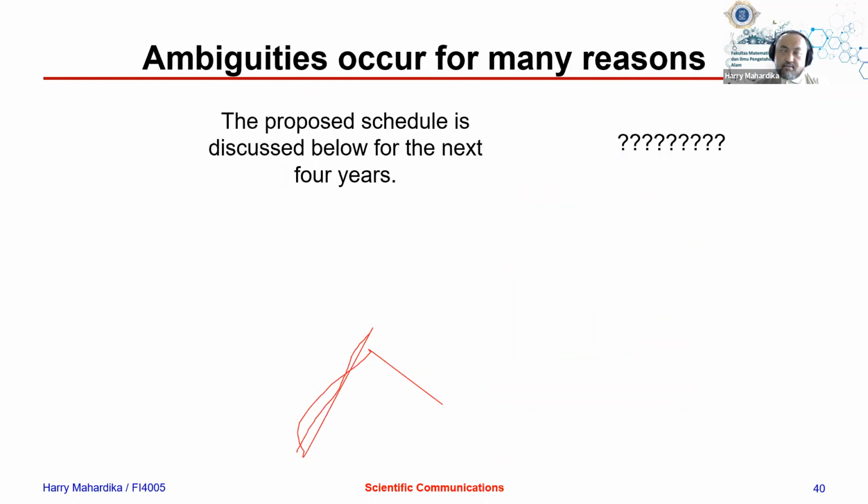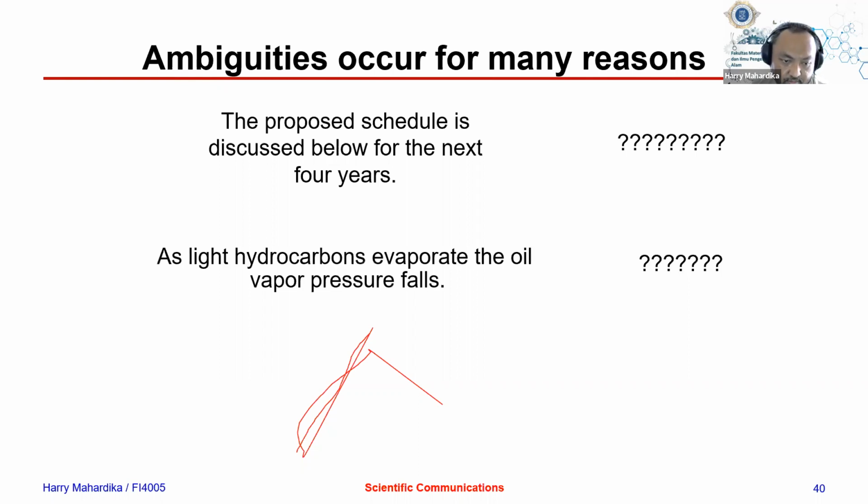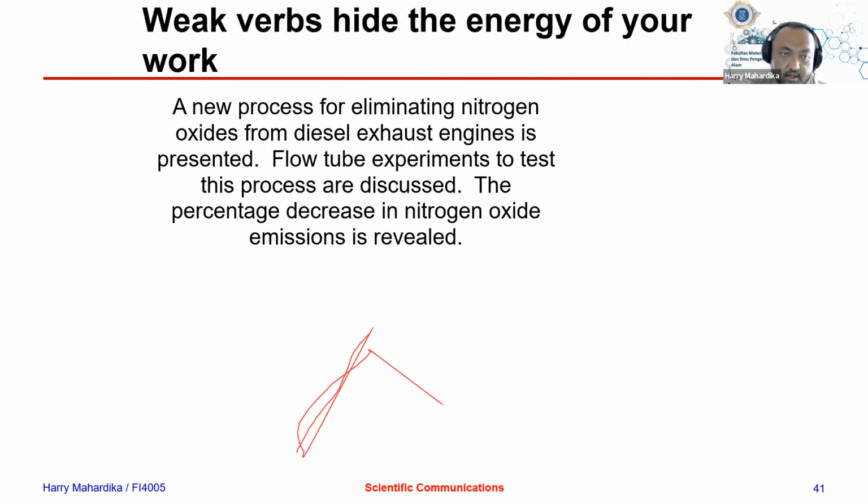Okay, because you are not writing science fiction, you're not writing a narrative story. You're writing a scientific topic. Ambiguity: you're not writing novels for this class. You're writing a scientific article. Ambiguities occur for many reasons, like this one, and therefore you must avoid them.